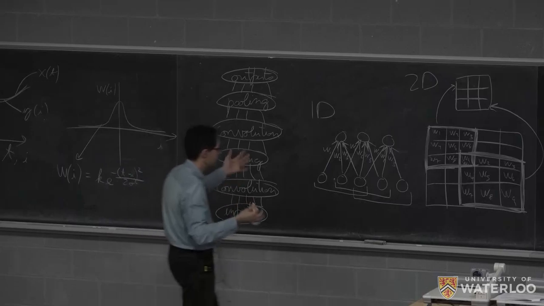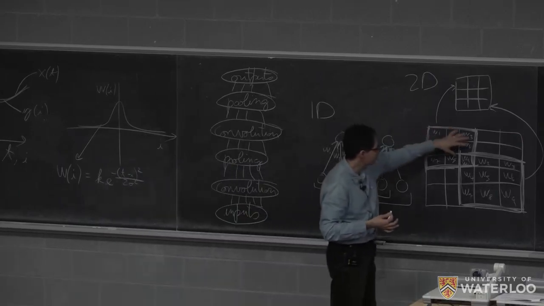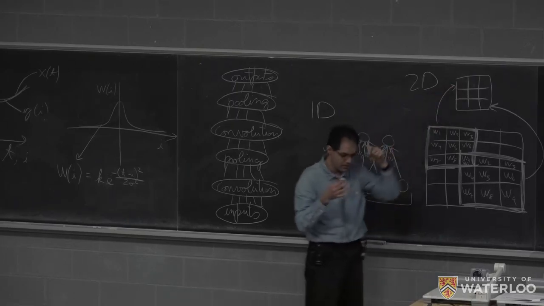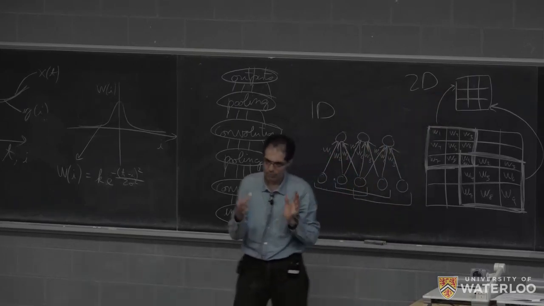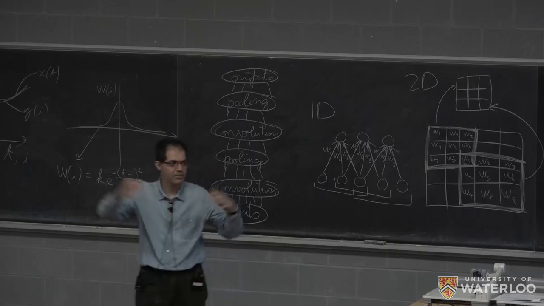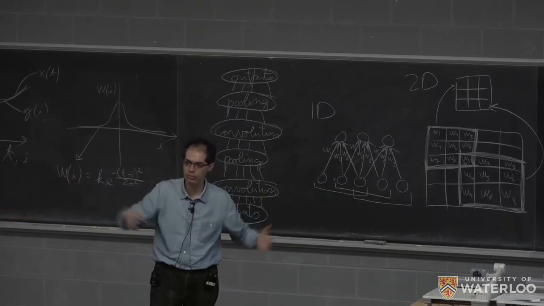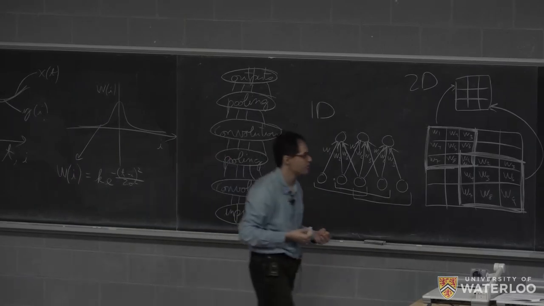And now if we consider an image, and we're looking, let's say, at 3x3 patches, it means that every output is only connected to 3x3 pixels, to 9 pixels, instead of the entire image, which might be 128x128. So it's a lot sparser.